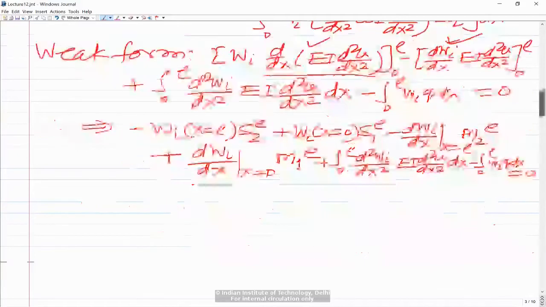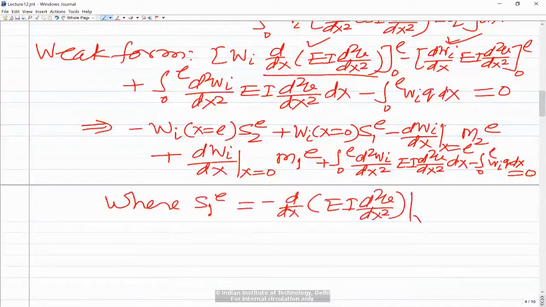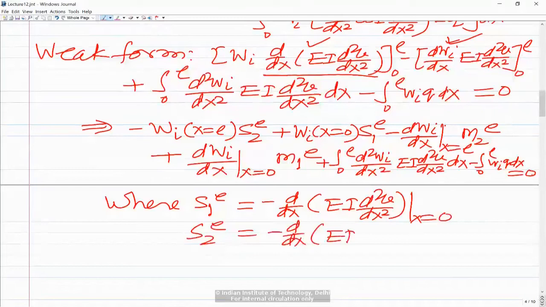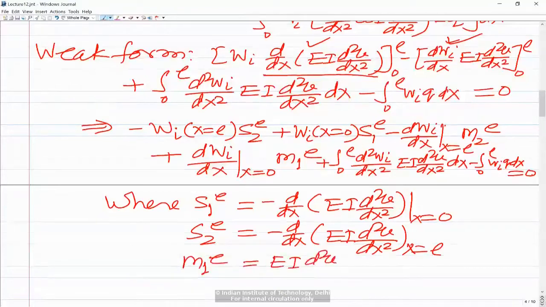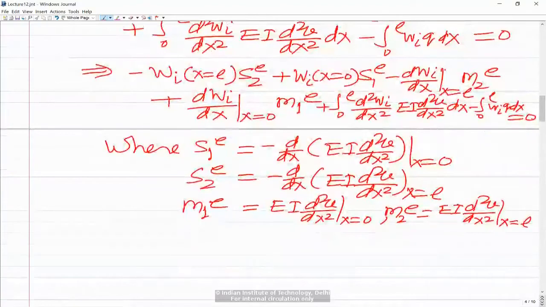So now here I use the same definitions of shear force and bending moment. We have S1E, which is minus d by dx of EI into d2 v by dx square at x equal to 0, and S2E, the shear force at the right end of the element, is d by dx of EI d2 v by dx square at x equal to L. Similarly, the bending moment at the left end, M1E, is EI into d2 v by dx square at x equal to 0, and M2E is EI d2 v by dx square at x equal to L. So we have explicitly written the bending moment and shear force in the boundary terms.